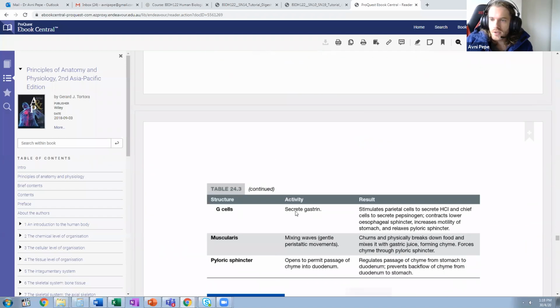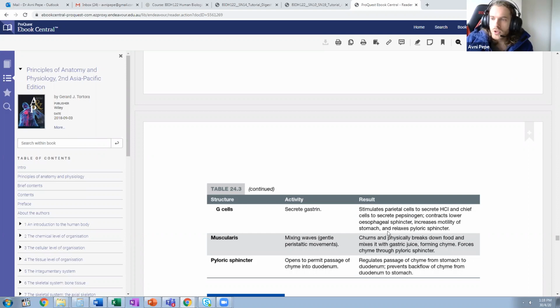We have the G cells. They secrete gastrin, and gastrin will help to cause the release of hydrochloric acid. And also through this process, it's the hydrochloric acid that will activate the pepsinogen to become the active pepsin. So what this means is you need an acidic environment for the digestion of proteins. That is so that you can convert pepsinogen into pepsin.